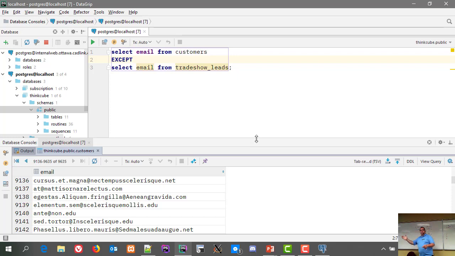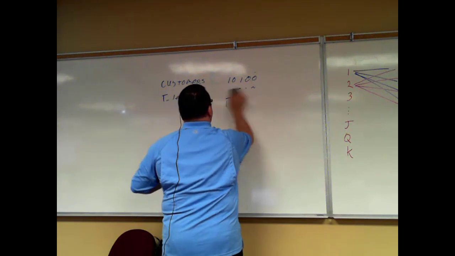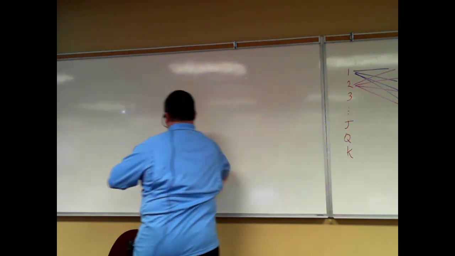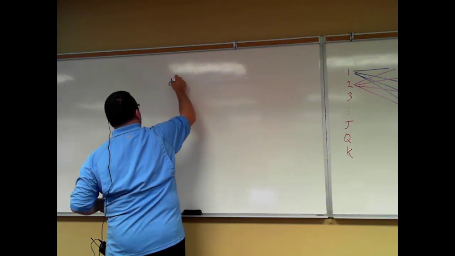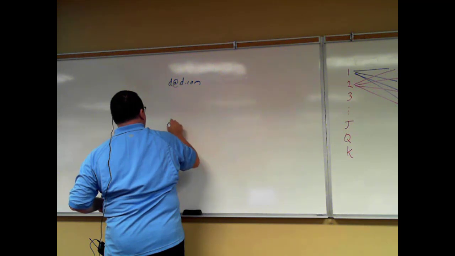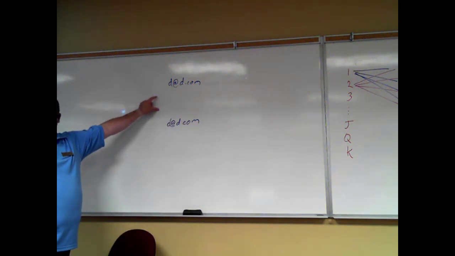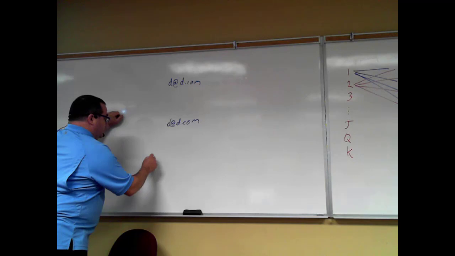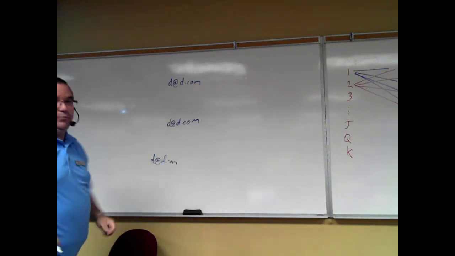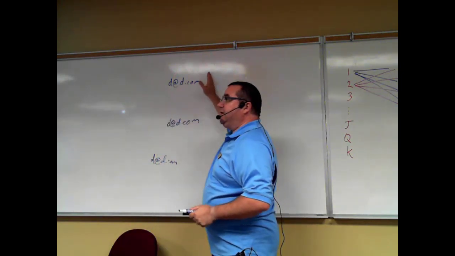And this leads me to the complexity of set operations. This is a very simple example, because I'm only dealing with one column. Once you add two columns, you're adding two points of comparison. This data set doesn't lend itself to this example very well, so I'm going to just go like this. If originally I had an email d@d.com, and I did a union with just this, it would return d@d.com, because I'm only comparing one thing.